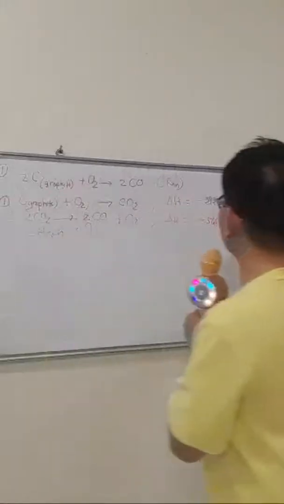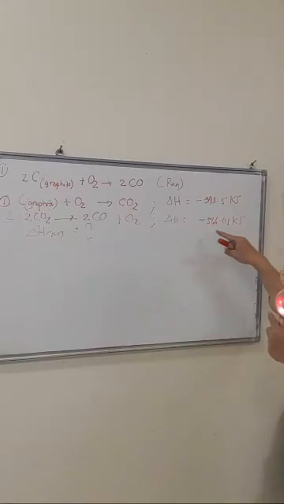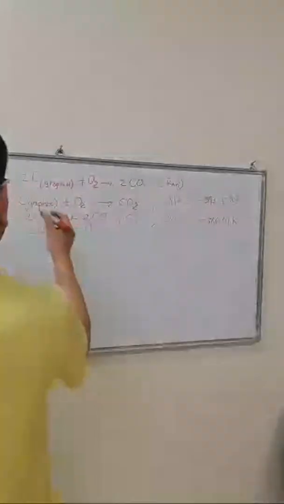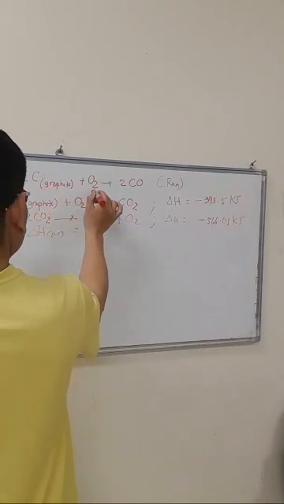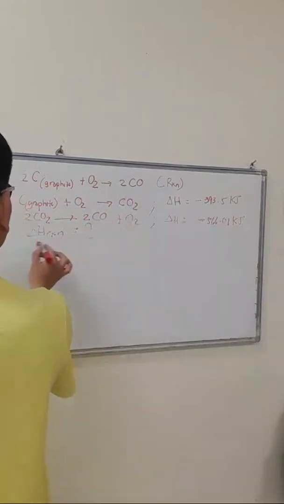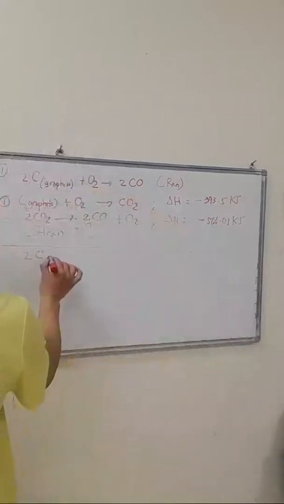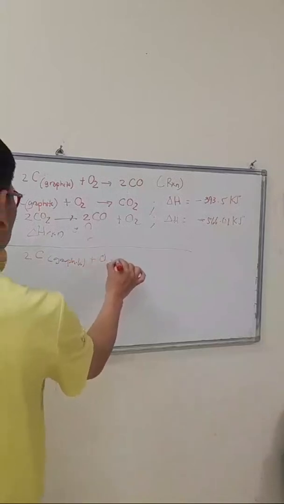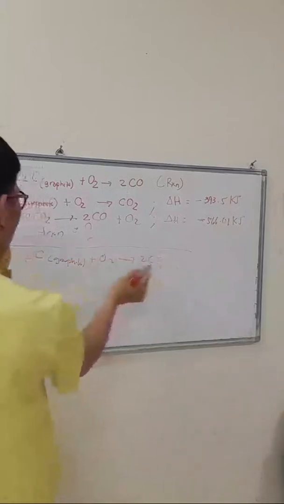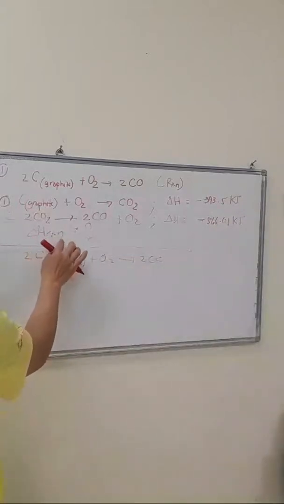Then, heat changes from equation 1 and equation 2. We need to add this negative 393.5 kilojoules and negative 566.01 kilojoules, but we need to take a look first at the chemical reactions so that we can come up with the overall reaction, which is 2 moles of carbon graphite plus oxygen gas equals 2 moles of carbon dioxide. This is the overall chemical reaction.